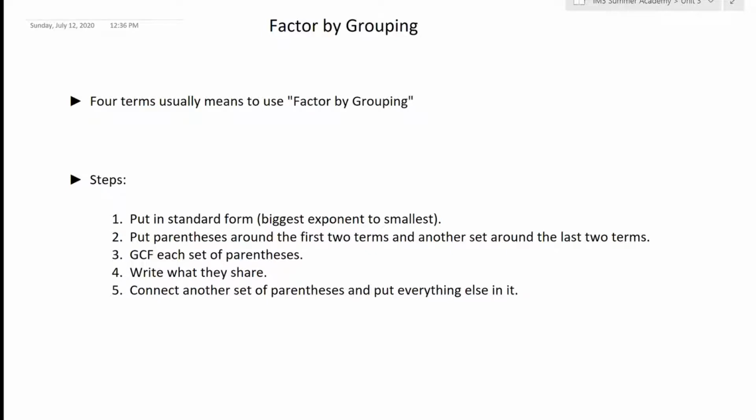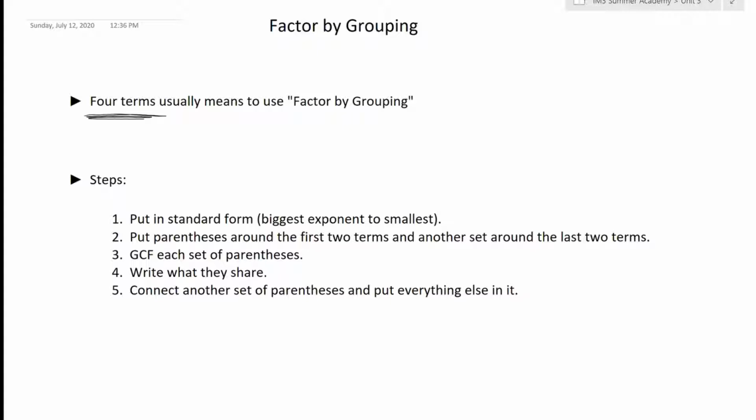We're going to focus now on factor by grouping. Now, factor by grouping is usually done when we have a set of 4 terms, so a polynomial with 4 terms. All right, and you'll see special cases when this happens. And here I've made out the steps for them.